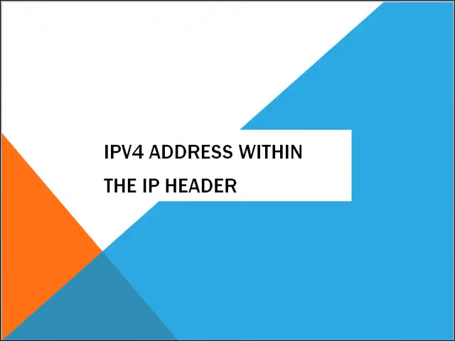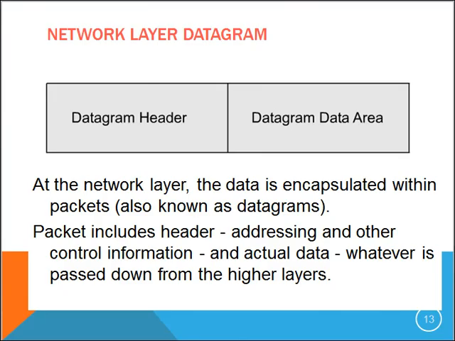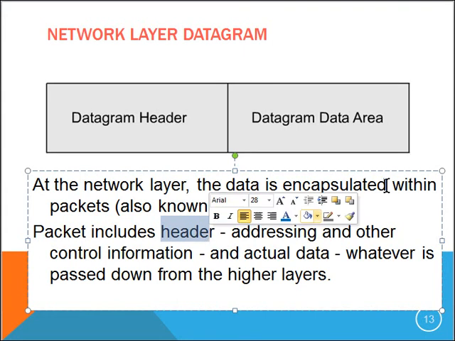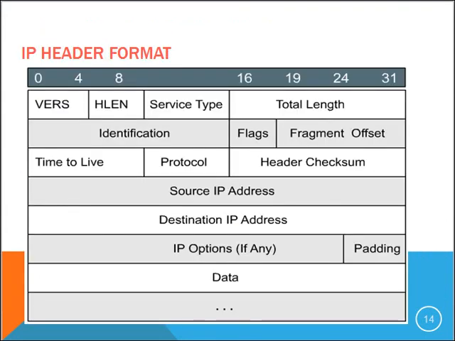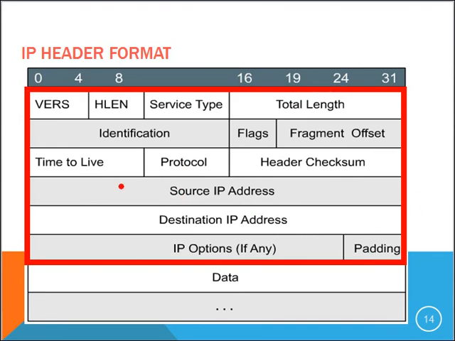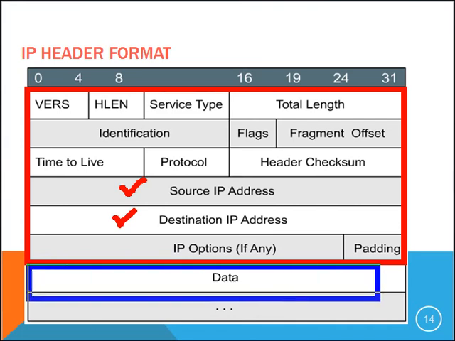Now let's take a look at the IPv4 address within the IP header. The network layer datagram consists of two separate parts: the datagram header and the datagram data itself. These are encapsulated by what we call the header data. This is how the whole internet IPv4 header looks. We have the version, the header length, and other payloads within the data itself. As you can see, the whole data consists of all this information over here, including the source address and the destination IP address. And the data is padded below.